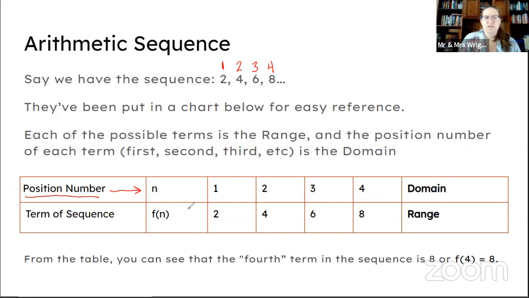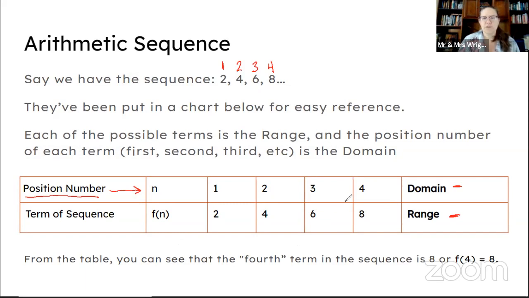It depends on what we are looking for. Are we looking for the first term, the fourth term, the seventh term? Depending on which term we're looking for determines what our answer is. So this one is dependent. Now you know that an independent term is always going to be the domain, and a dependent term is always going to be the range. So this is the input, this is the output.